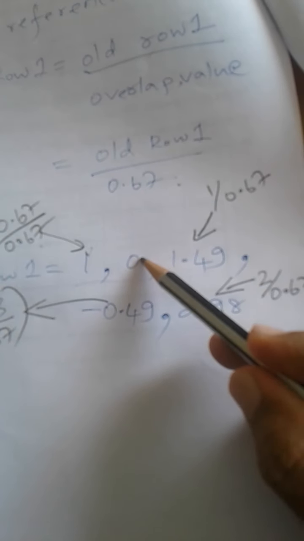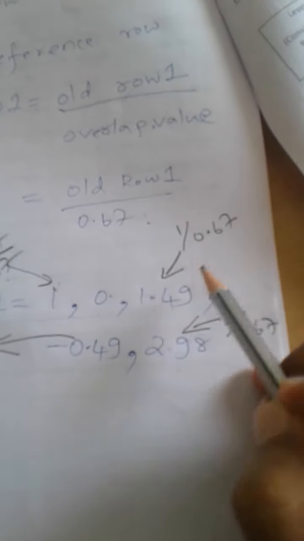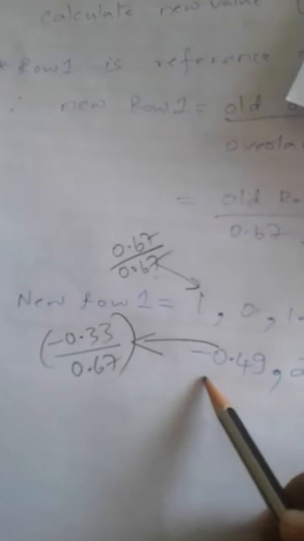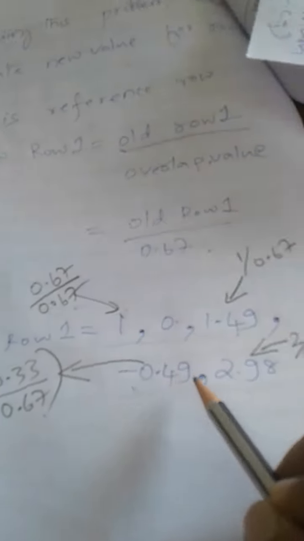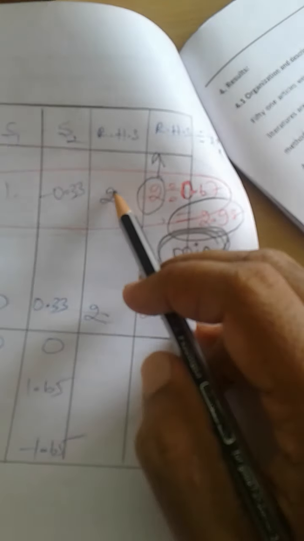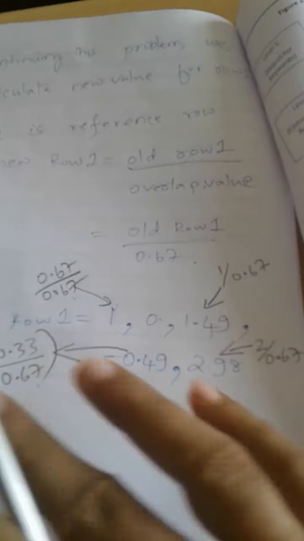Next, 0 divided by 0.67 would be 0. This is the new value. Next, the old value is 1. 1 divided by 0.67 is 1.49. Similarly, the next value will be minus 0.33 divided by 0.67, which is equal to minus 0.49. And the last value is 2 divided by 0.67, which is equal to 2.98. This is the same thing which we have done in the previous table.